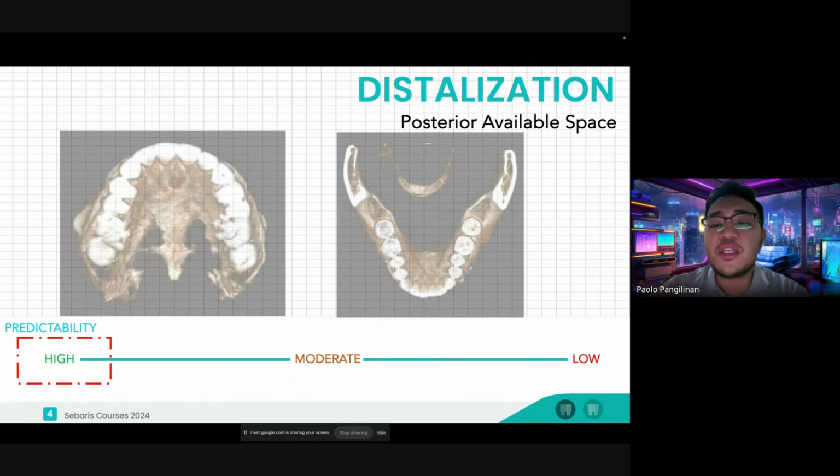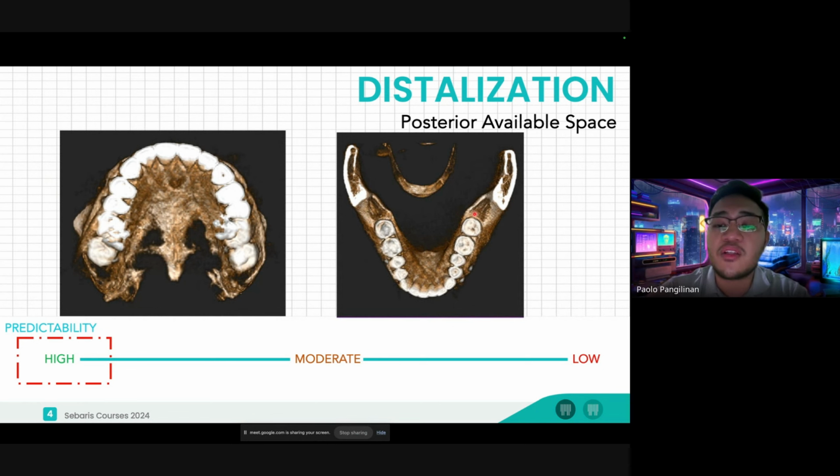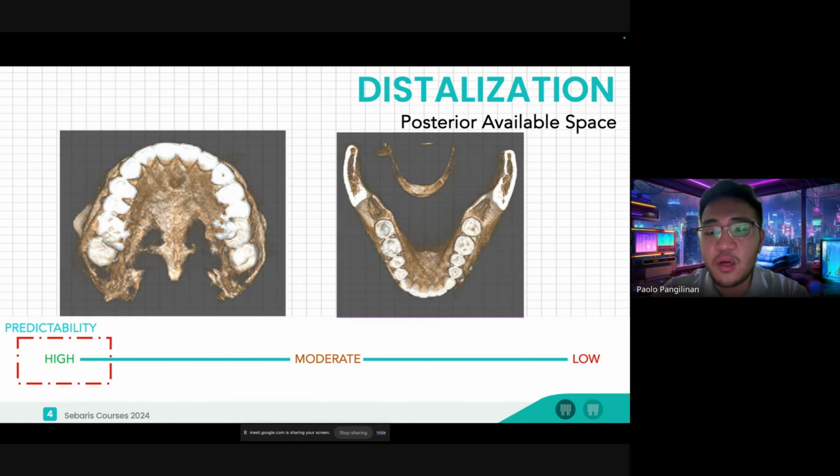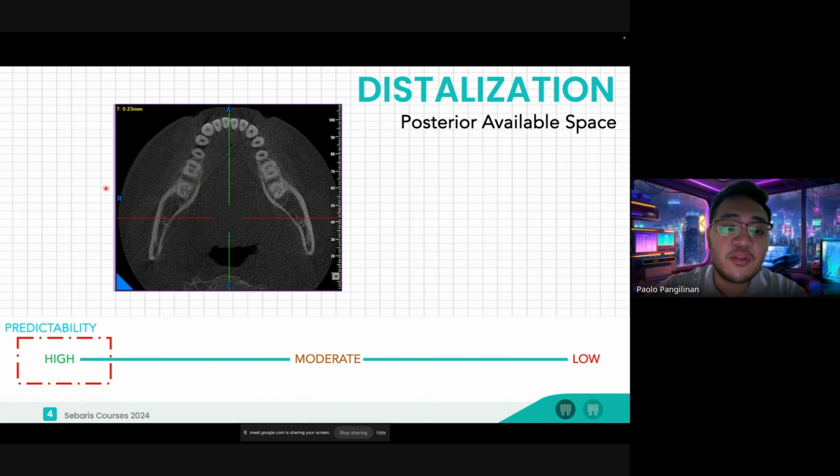But if I look at my CBCTs, what I'm going to see is, oh, I don't have a lot. I only have around 1.5 millimeters, because the reference here is your lingual cortical bones. So if I attempt to distalize 3 millimeters of this one, it's not going to work. Why? I'm going to get low predictability on my distalization because my bone stops me from doing 3 millimeters. At most, I can do around 1 to 1.5.